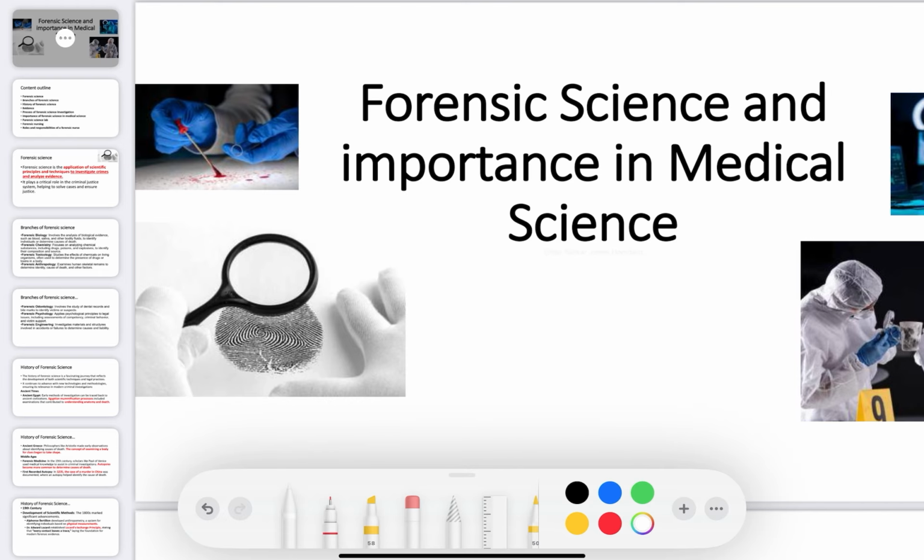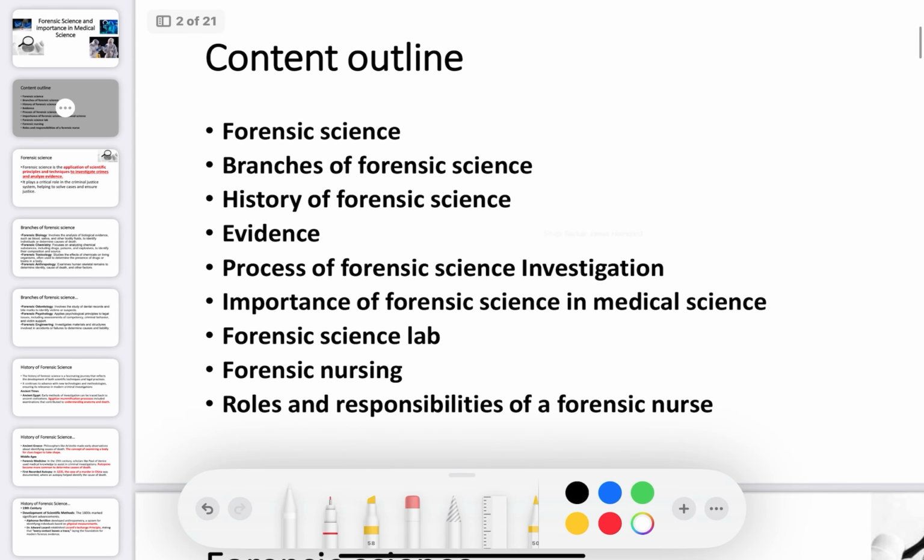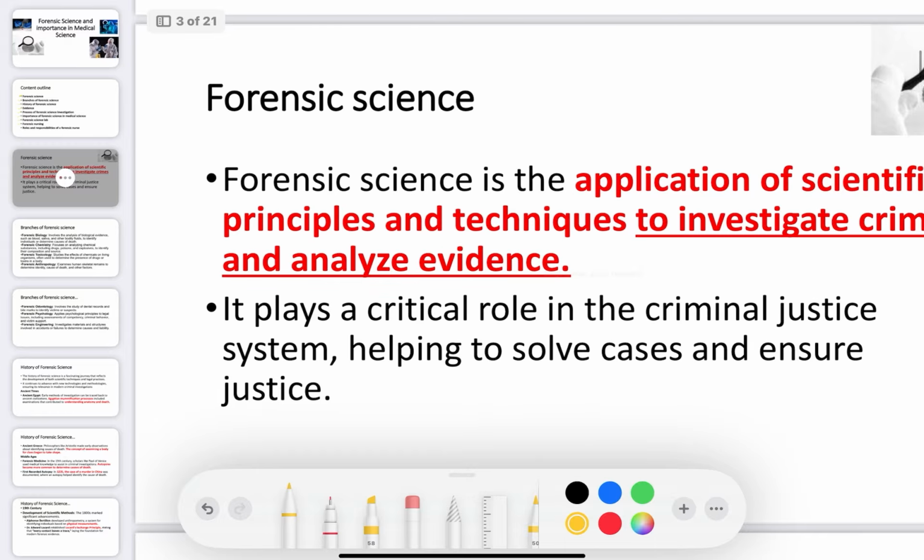So let us discuss. In this lecture we will be discussing forensic sciences and their importance in medical sciences. We will discuss forensic science, branches of forensic science, a little bit about the history of forensic science, its evidences, the process of forensic science investigation, importance of forensic science in medical sciences, forensic science lab, forensic nurses, and last, roles and responsibilities of forensic nurses. Let us discuss first forensic science.